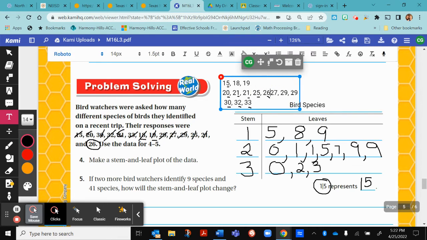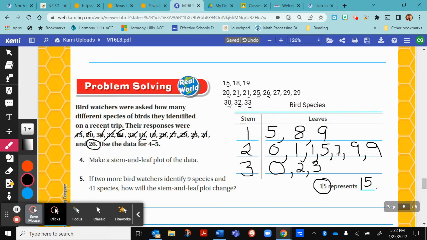Okay, so if you caught that, excellent. I'm placing that right there. And I'm going to place my 6. Place the 6 right here. And my 7 right there. Okay, so now I have 14, right? 1, 2, 3, 4, 5, 6, 7, 8, 9, 10, 11, 12, 13, 14. There are 14 bird watchers.